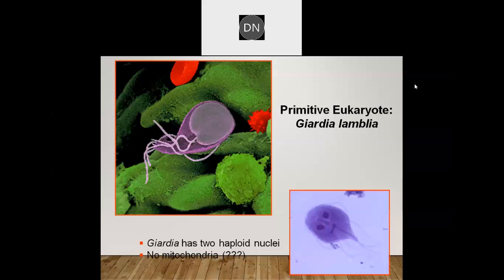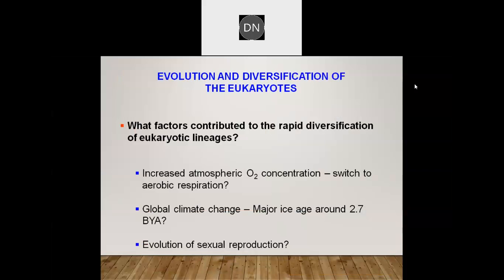How evolution takes place in sexual reproduction. Madam, next slide. Next slide. See here, the primitive eukaryotes, that is Giardia lamblia. This is a microorganism, and it has two haploid nuclei. There is an absence of mitochondria. Next.